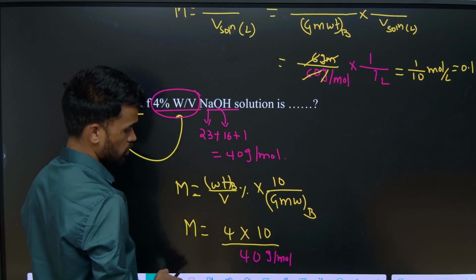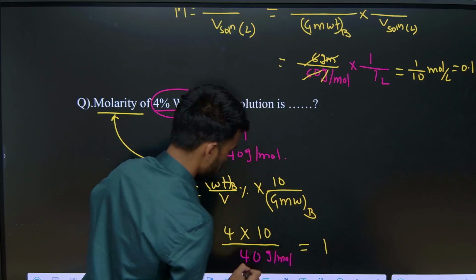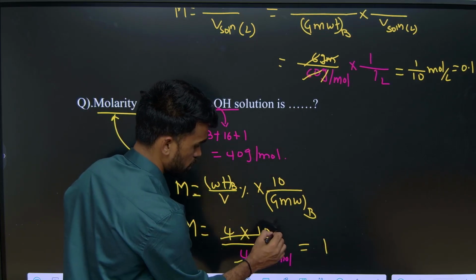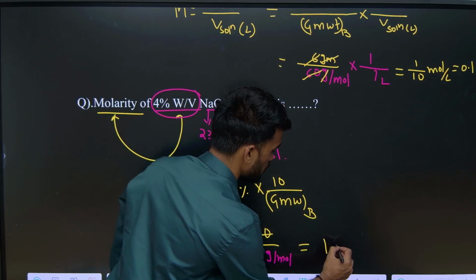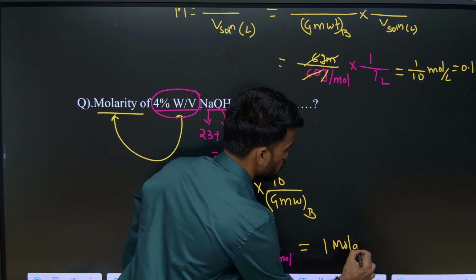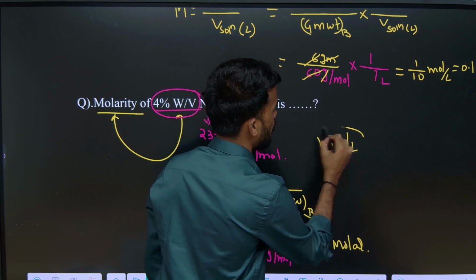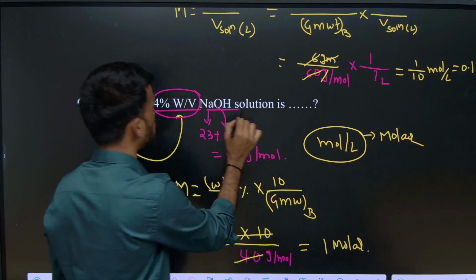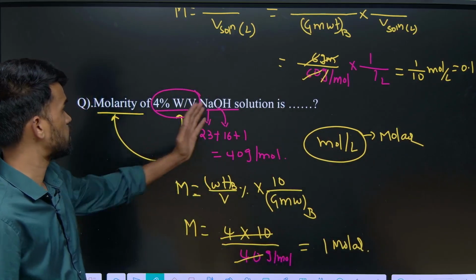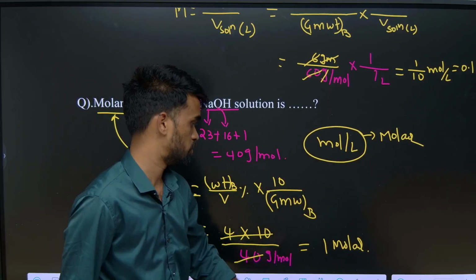So therefore, finally we are getting this as 1. See, the 40 got cancelled, so here the gram will be cancelled out, and finally we are getting a 1 molar solution. Molarity units can be expressed as mole per liter, or can also be called molar solution. So I can say this is a 1 molar solution. What is the concentration of this particular solution? I can say 1 molar solution.